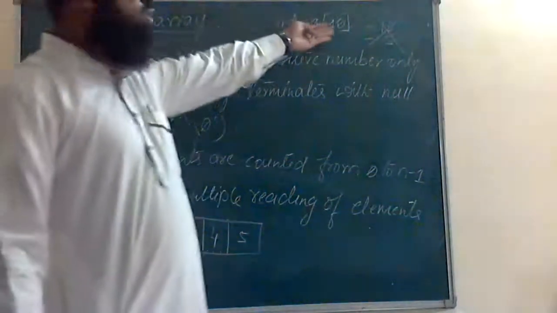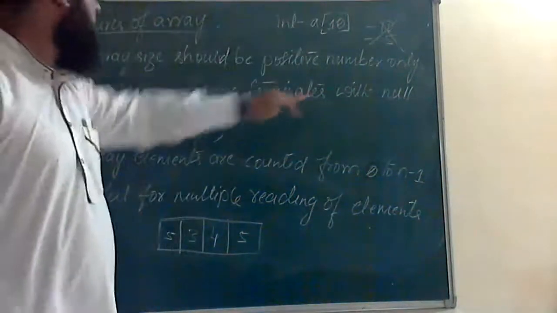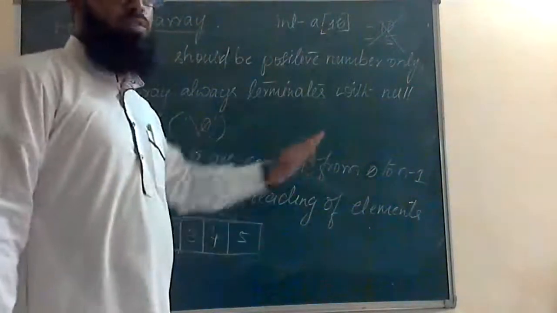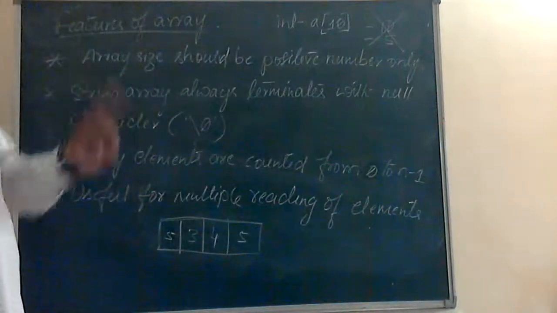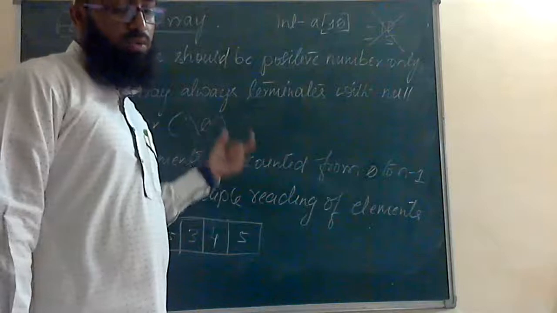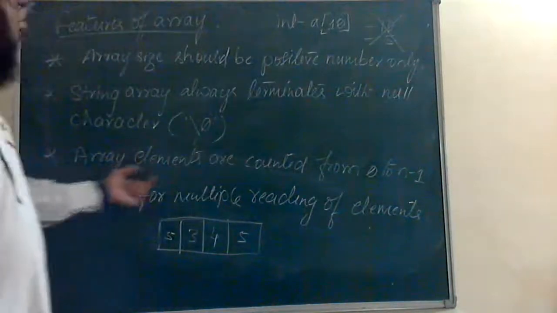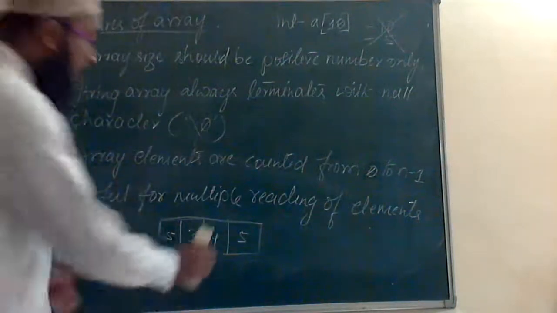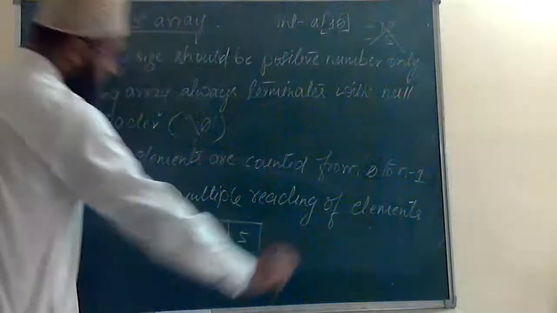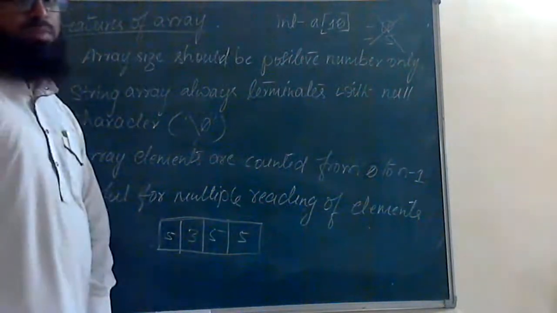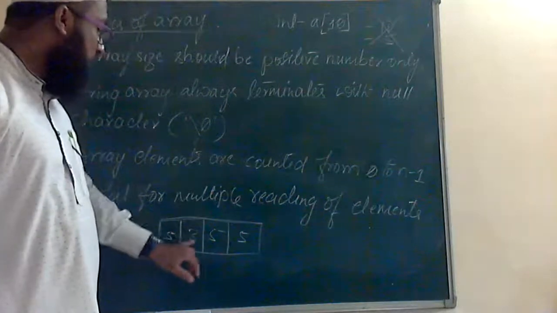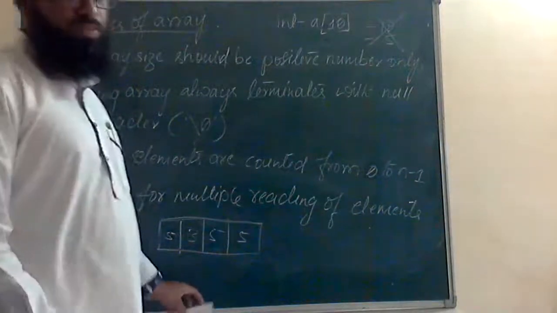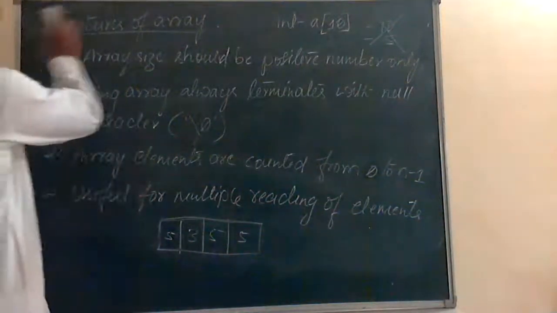Array size should be positive number. No negative number should be given. Array string always terminate with null character. Elements can be counted from 0 to n minus 1. It should not be counted from 1. Then useful for multiple reading of elements. If you want to read an element multiple times, then the permission should be there in an array to repeat the same element multiple times. This is the feature of the array. These are the most important features of arrays.